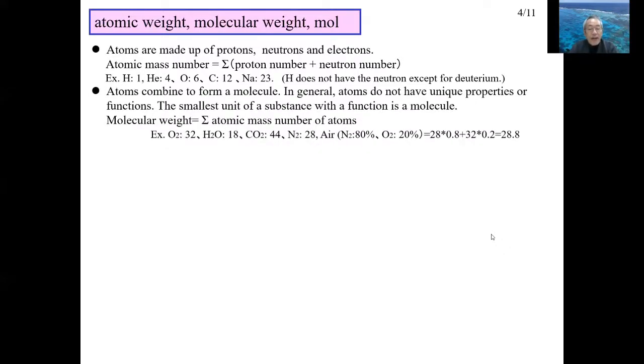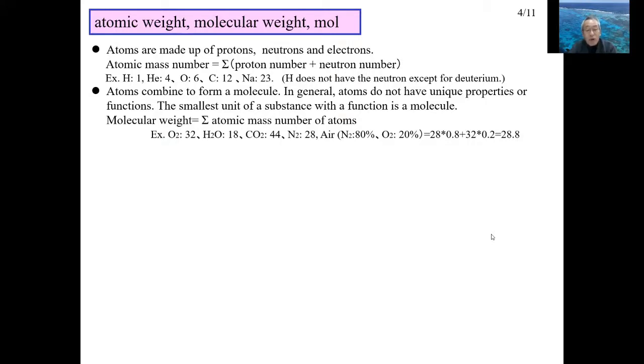Atoms combine to form a molecule. In general, atoms do not have unique properties or functions. The smallest unit of a substance with a function is a molecule. Oxygen atom O alone has no function, but when it becomes O2, oxygen molecule has a function such as combustion.